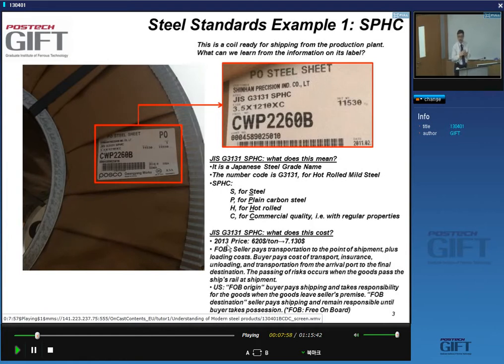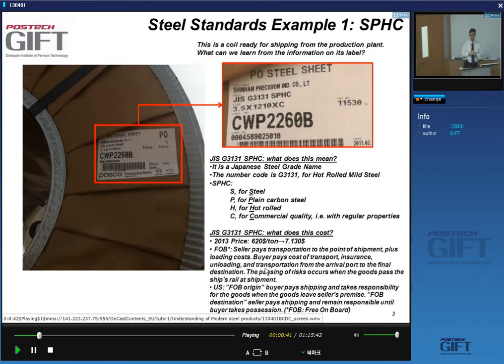In general, FOB means that the seller will pay transportation to the point of shipment and also the loading costs. And the buyer pays transport, insurance, unloading, and transportation for wherever this coil arrives to the final destination, yes? And you pass the risk or responsibility for the goods or for the coil as soon as the coil has been loaded onto the truck or loaded onto the ship that will take it to the purchaser.